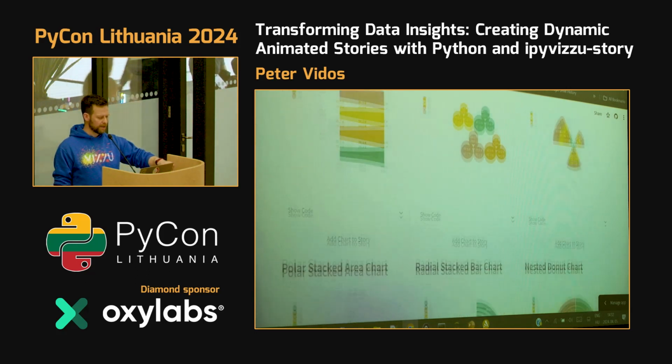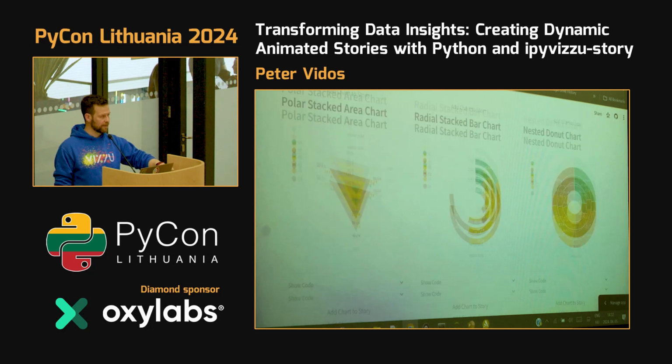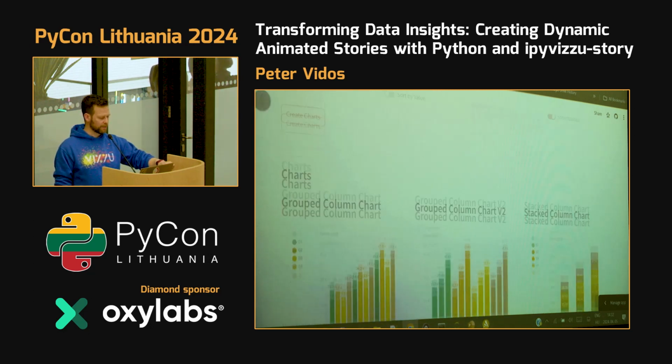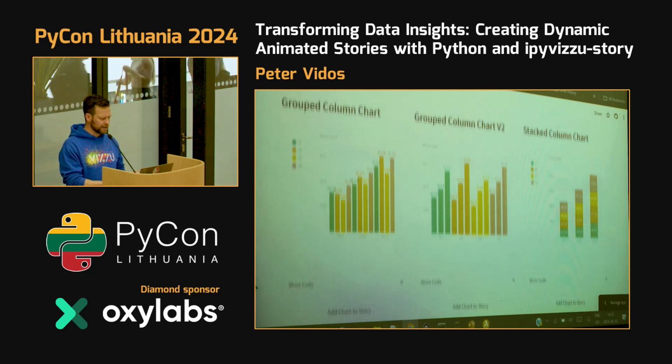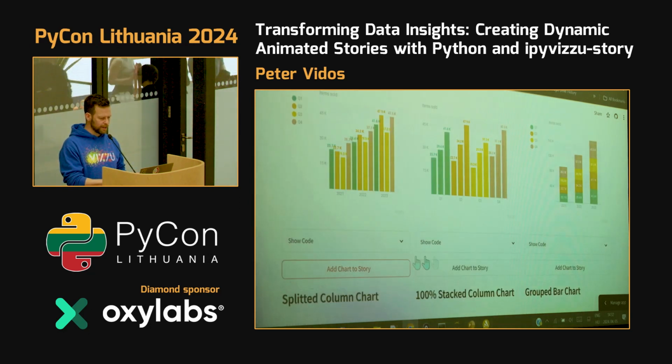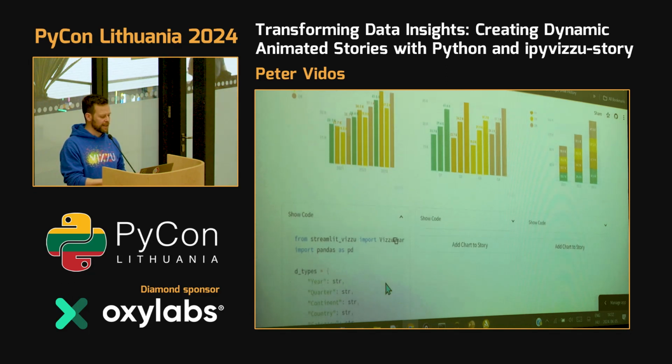You see, you have 15, 20 of them, just in this one app. These are all very well-known chart types, obviously. And what you can do with the generated charts is add them to a story. So I'm going to click on a couple of these, and I'll show you what happened in the background pretty soon. But you can also just check out the code that we use to generate these charts.